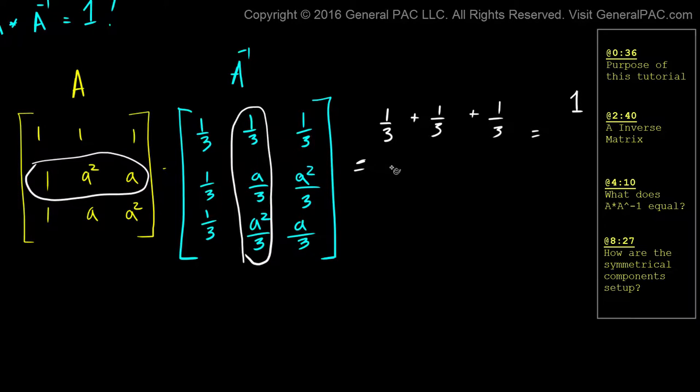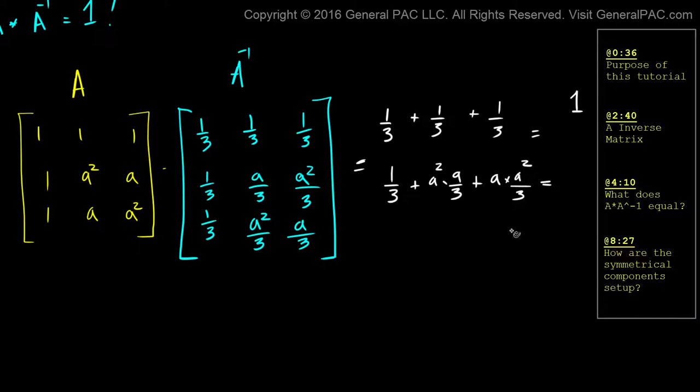So 1 times 1/3 is 1/3, plus A squared times A divided by 3, right? And we'll figure out what that means later. Plus A times A squared divided by 3. What does that equal? Okay, we'll get to that in just a little while.